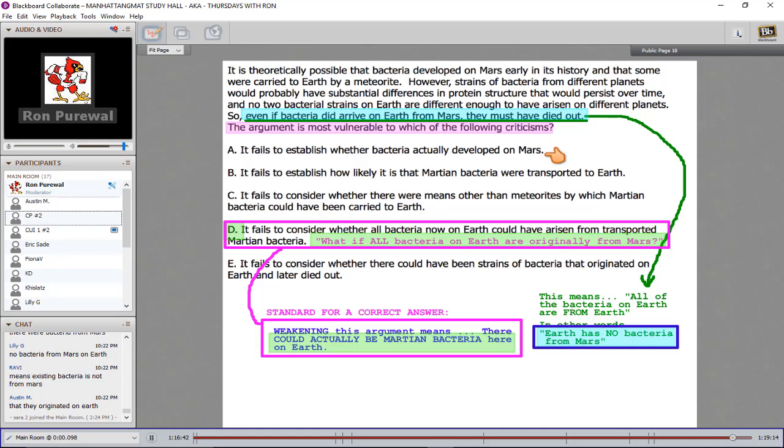Like A, you don't have to establish this because you're just looking for a counter argument to the idea that they're all from Earth. So you guys didn't pick that. You also didn't pick B. Likelihood doesn't make any difference because we're just talking about what if this happened. Choice C, other means besides meteorites, that doesn't make any difference. It doesn't matter how they got here.